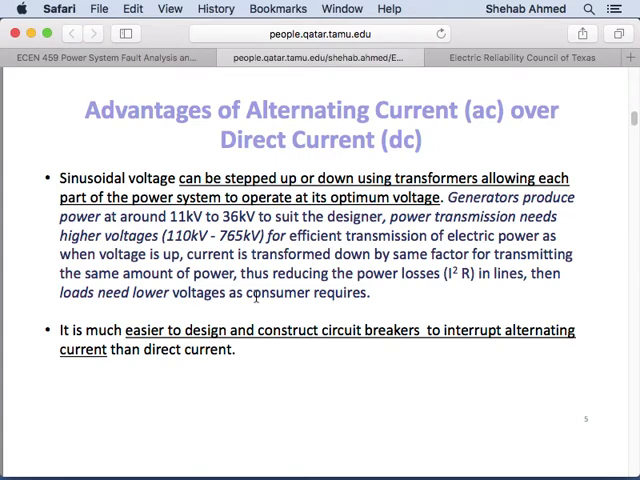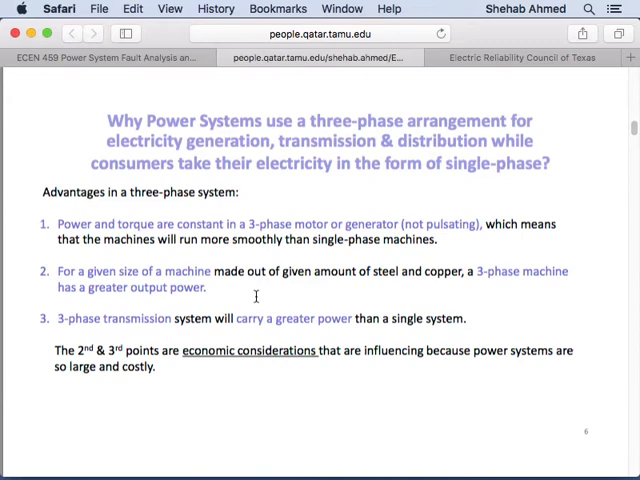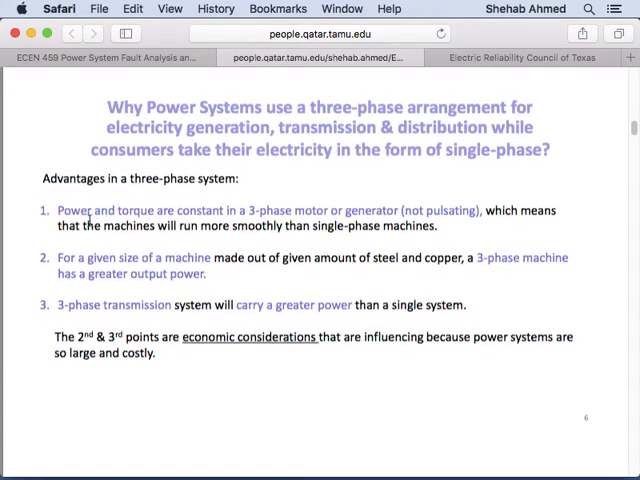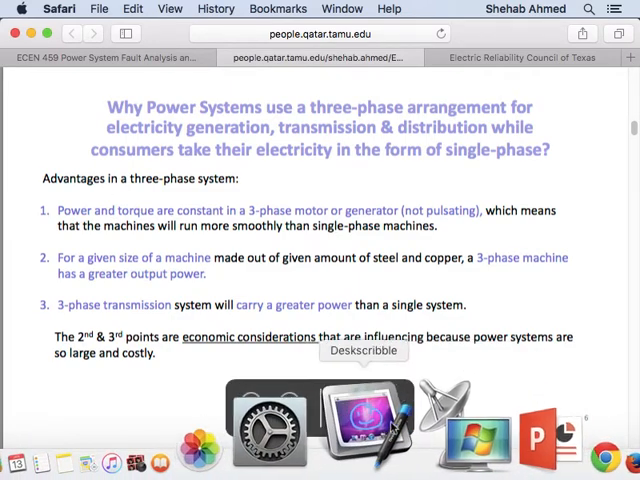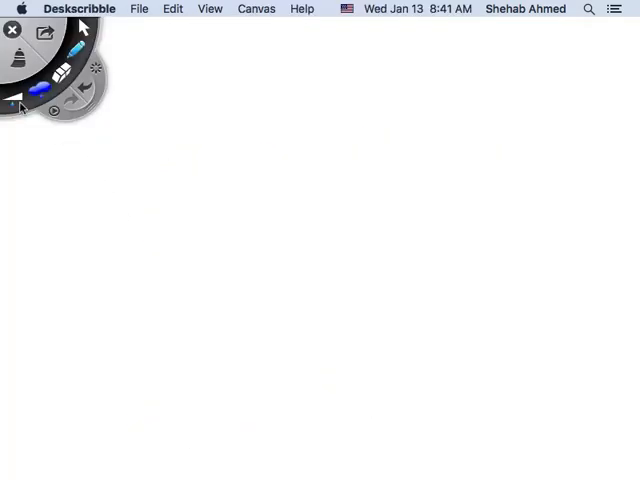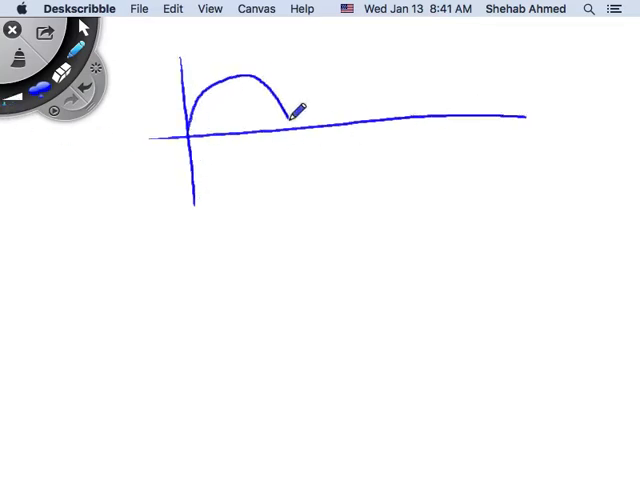Okay, so circuit breakers are another important consideration when you compare AC versus DC. Also, we talked about the size of motors, right? So if you compare, if I have a single-phase motor, assuming this is my voltage and assuming this is my current, what does the power look like? Instantaneous power.